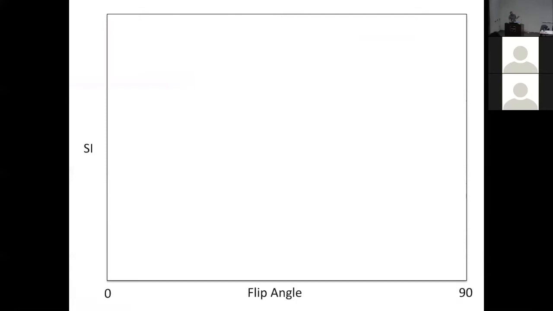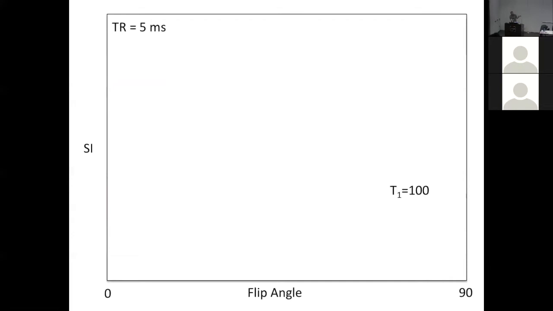So I'm going to look at the signal intensity on the y-axis and the flip angle on the x-axis. I'm going to let the flip angle go from 0 to 90 degrees. And so flip angle is one parameter. Remember, the other parameters are TR and T1. So let's start with a TR of 5 milliseconds. I'm arbitrarily making the TR 5 milliseconds. I could have made it 10. I could have made it 4.9. I could have made it pi, but I'm making it 5, okay? And let's start with a T1 of 100 milliseconds.